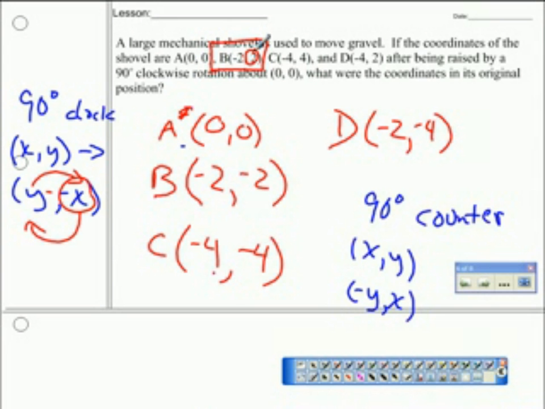So there were really two ways to do this. Why? Well, when you look at the rules, 90 degrees clockwise and 90-degree counterclockwise, what are the rules? They're opposite of one another, right? Because those are opposite rotations.